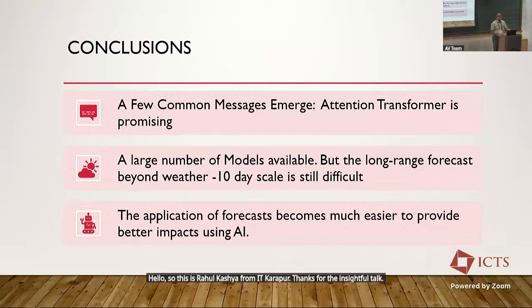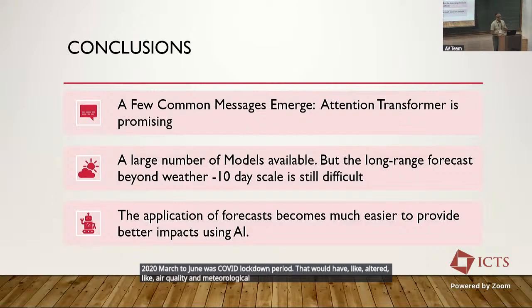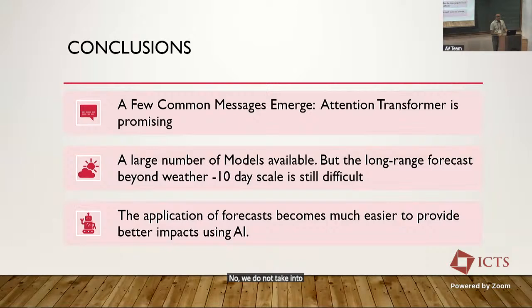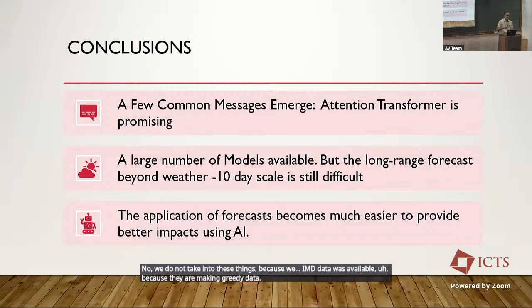For the heat wave part, you showed data from 2000 to 2020, March to June or something like that. March to June 2020 was the COVID lockdown period. That would have altered air quality and meteorological conditions. So did you take that into account, or might it potentially corrupt your long-term data? No, we do not take these things into account because IMD data was available, as they are always making gridded data.